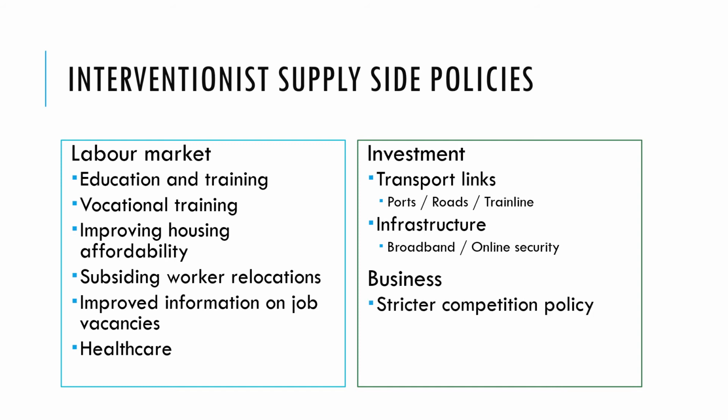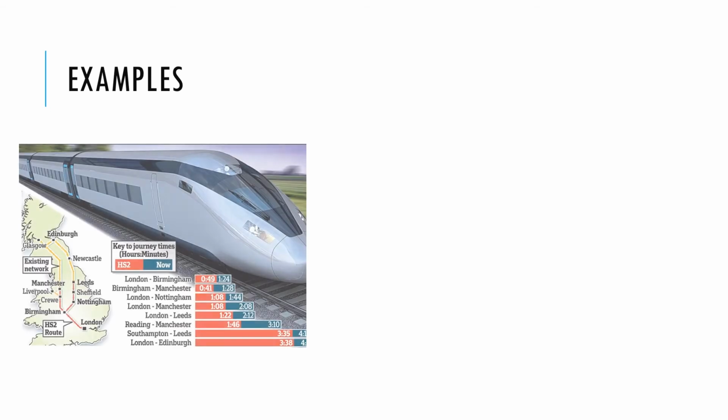Under the category of business, governments could try and encourage more competition through trying to avoid the situation where there are monopolies within markets. Governments may provide businesses with subsidies to try and encourage them to increase their scale of production as well. So some examples of supply-side policies.